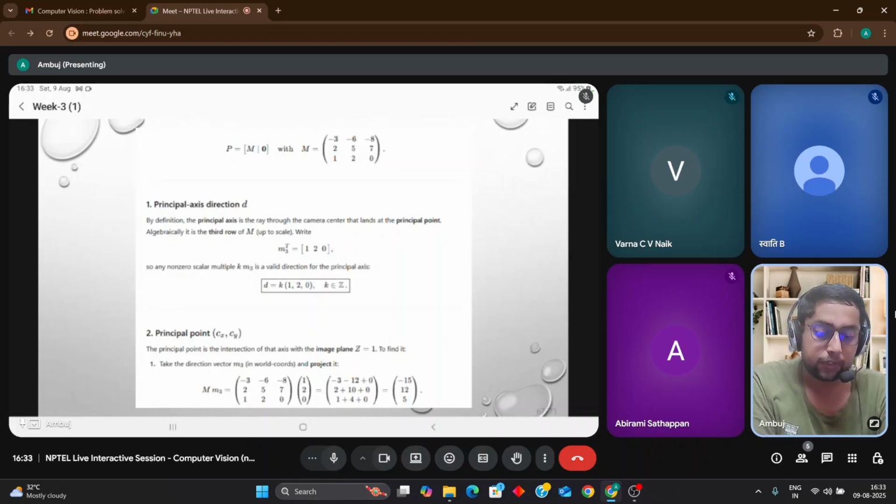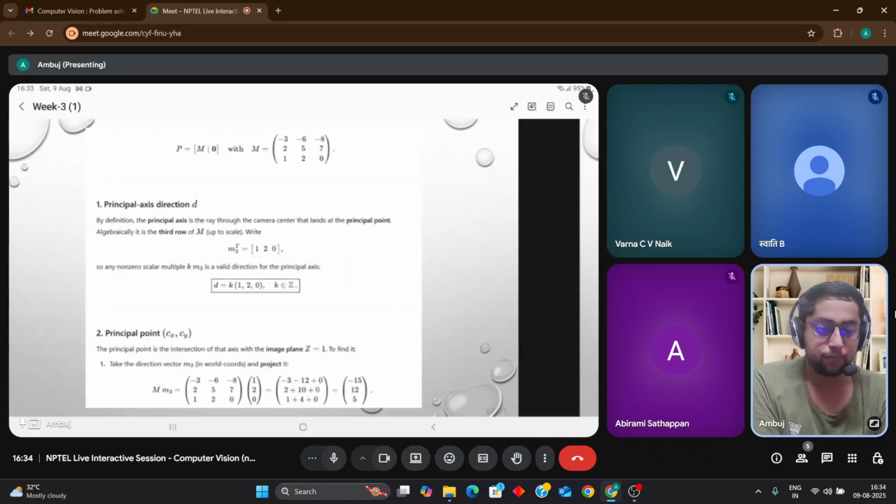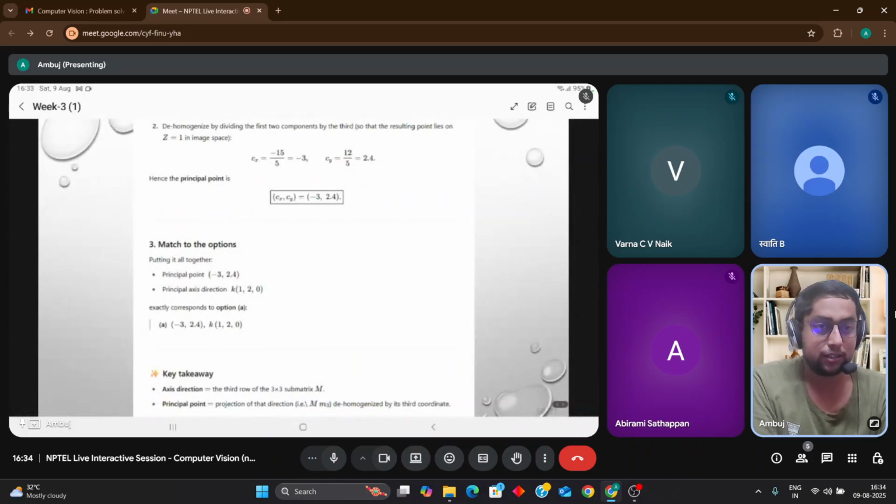The principal point is the intersection of the axis with the image plane Z equal to 1. Take the direction vector M3 and project M times M3, and you will get (-15, 12, 5). Dehomogenizing, Cx is minus 15 by 5, that is minus 3, and Cy is 12 by 5, that is 2.4. You get the principal point as (-3, 2.4), which matches option A.